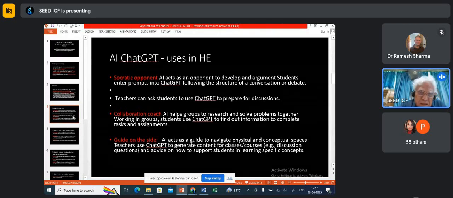So that's where you find this software, ChatGPT, OpenAI, large language modeling, is bringing about the change, which was not possible earlier. It was doing a little bit of it, but now it is a collaborative coach. Collaboration can be done between the students to solve problems together, working in a group. Now group work was being given to students, who work in groups and try to solve the problem. Students can use ChatGPT to find information to complete the tasks and assignments.